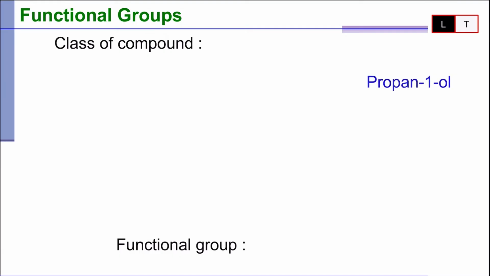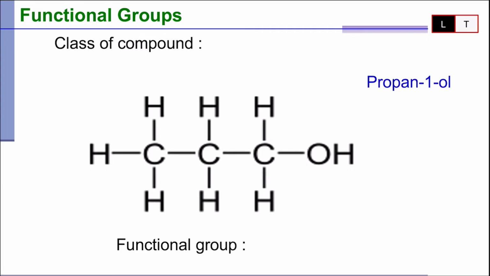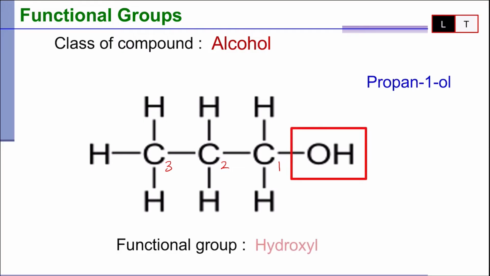Next, kita ada this structure propan 1-ol. So, this one adalah di mana awak ada 1, 2, 3 and then carbon number 1 you have 1 OH group here attached to it. So, apa class of compound for this one? Kalau kita nampak OH je, class of compound dia adalah alcohol. So, alcohol dia punya functional group adalah hydroxyl di mana awak bulatkan OH group dekat sini. So, itu cara kita nak circle the functional group for hydroxyl.